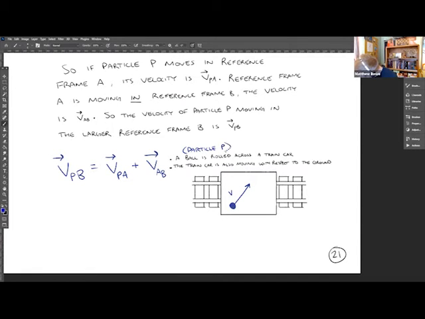Particle P, just to clarify for the ball, across a train car. So it's going to be going this way with a velocity. The train car itself is moving on the train tracks. It's going that way.